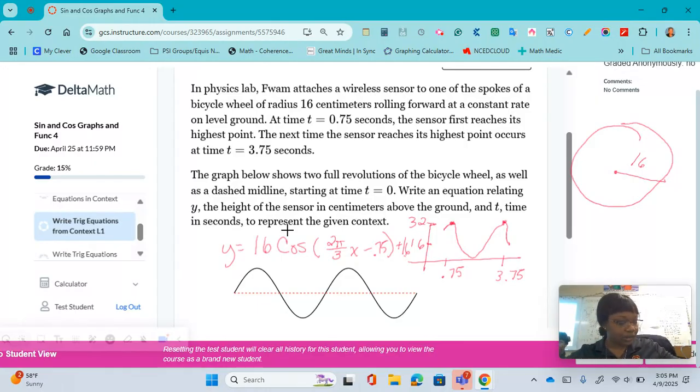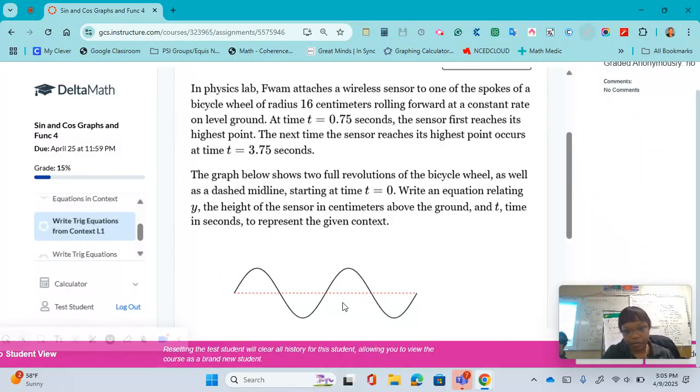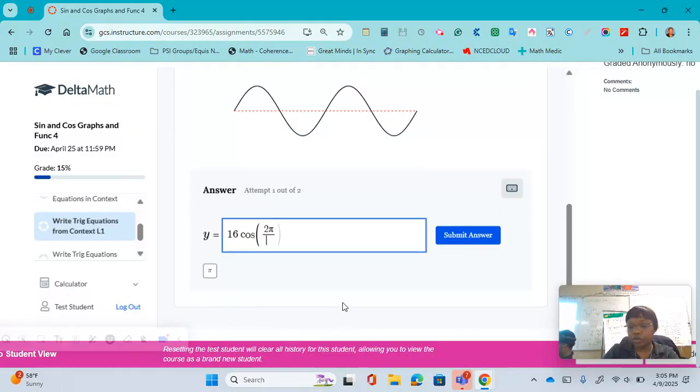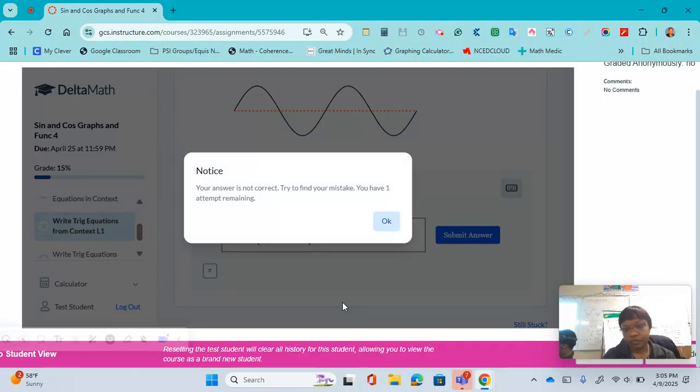Should I write this down before I erase it? And then we're going to plug it in, which is y equals 16 cosine of 2 pi over 3x minus 0.75 plus 16. Ooh. Did I mess up somewhere?